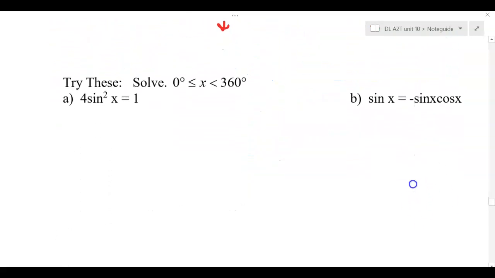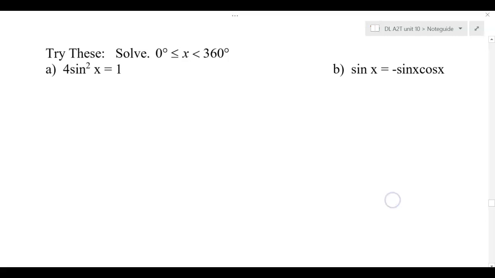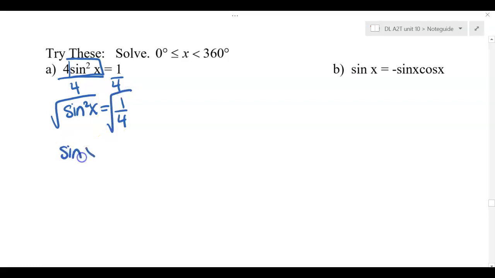So a couple more here for you guys to get exposed to this idea. Now this one, notice that there's no other sines. They're all packaged right here. That one you don't have to approach from a factoring perspective. You could isolate the sine in that case. So you could divide by 4, and you'd have sine squared x equals 1/4. You can square root both sides, and just be careful when you do that. That means you would get plus or minus 1/2.